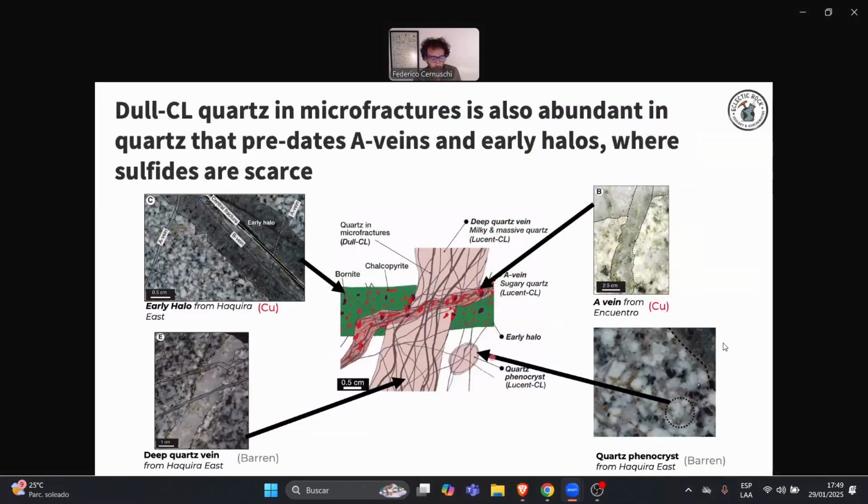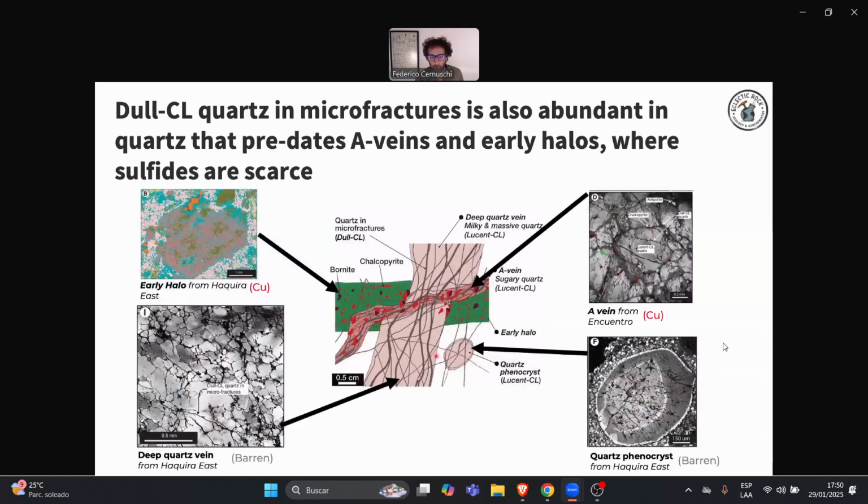And this is maybe better explained if we see this in the context of cross-cutting relationships. This schematic drawing is showing a deep quartz vein, a quartz phenocryst in a porphyry, that is cross-cut by an A vein with copper sulfides and an early halo with sulfides. There are no sulfides in the deep quartz veins and the quartz phenocryst. However, when you see it in cathodoluminescence, it's all almost equally cross-cut by this late dark CL quartz.